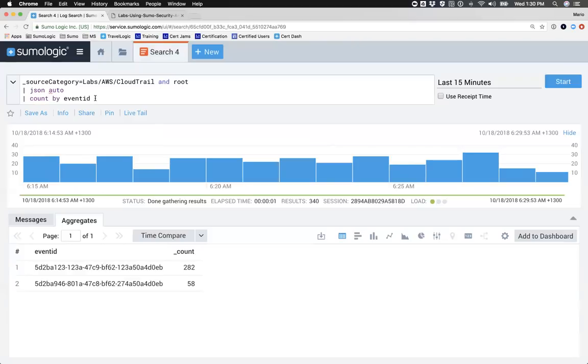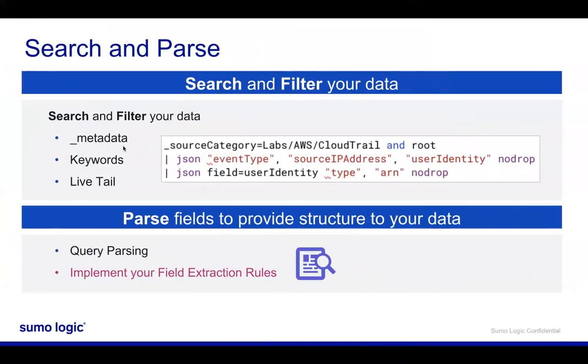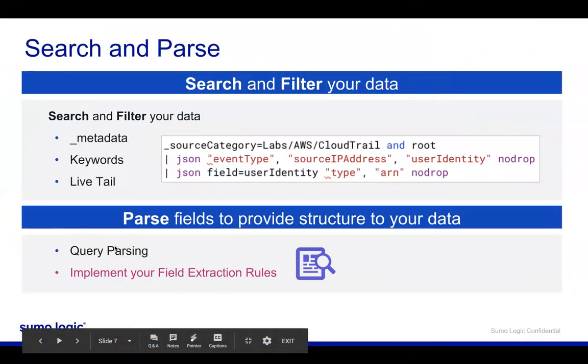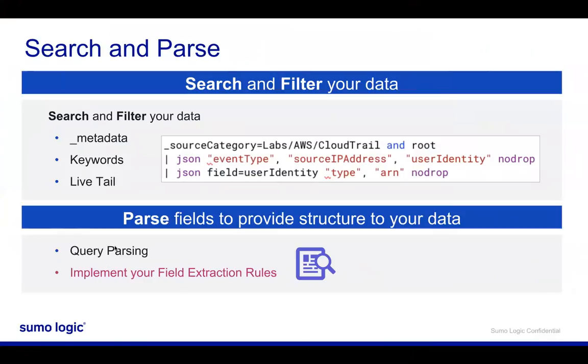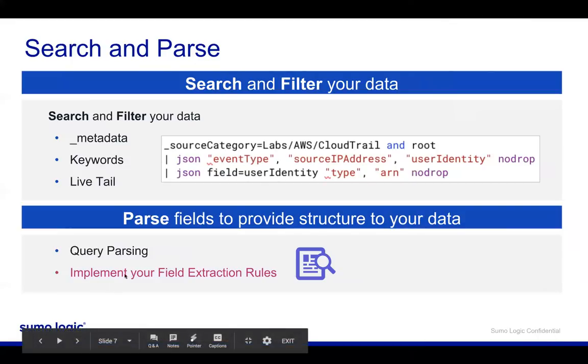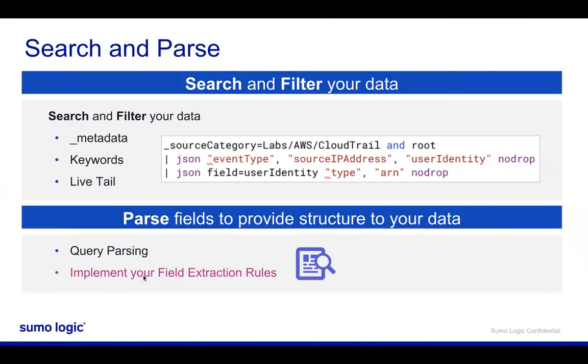All right, so a little bit of a review. This should have all been a little bit of a review for you. Search with metadata and keywords. You have the ability to use LiveTail, and you want to start parsing your data as much as you can. There are quite a few different parsing options. If your data happens to be structured, you can use parse anchor. If your data is JSON, you can use the JSON operator. But the other thing that you want to do is you want to make sure that you start implementing your field extraction rules.